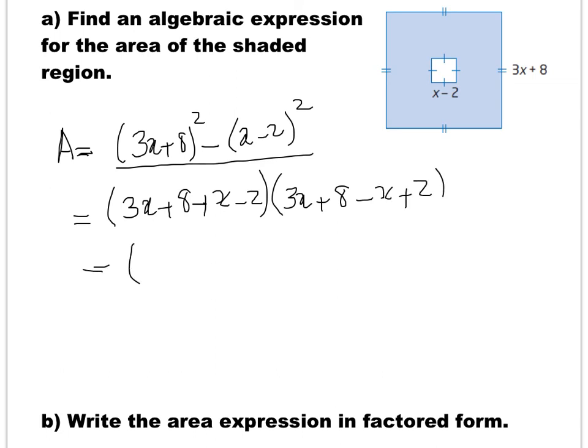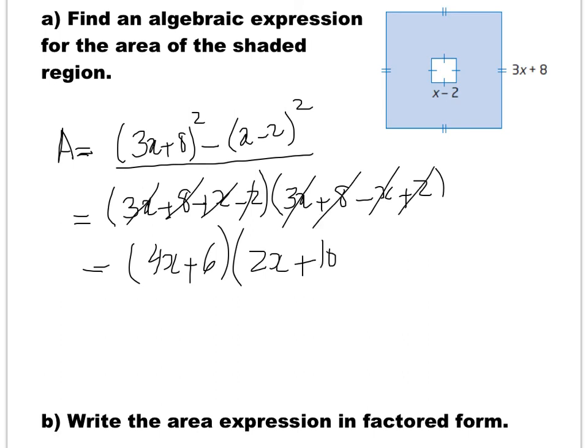Now if I simplify it, 3x plus x gives me 4x. 8 minus 2 gives me 6. And 3x minus x gives me 2x. And 8 plus 2 gives me 10. So this is the area in factored form.